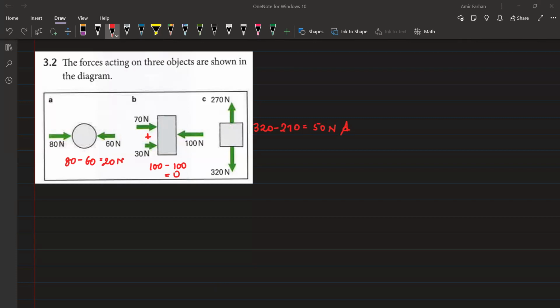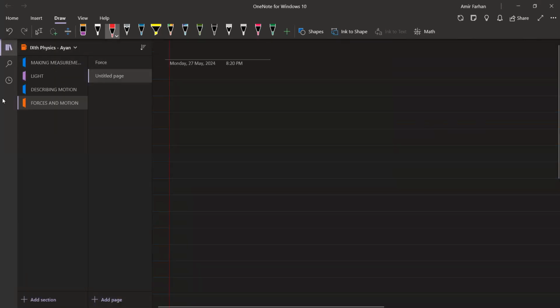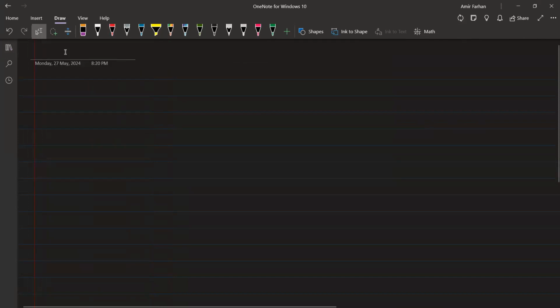Any doubt so far, dear? No. That's great. Okay, that is correct, absolutely right. So now the next topic is to understand weight, mass, and gravity. These are the three quantities that are there in the syllabus.